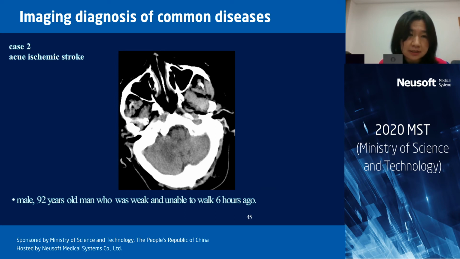Another case is acute ischemic stroke. A 92-year-old man who was weak and unable to work 6 hours ago. Brain CT was scanned. Patchy low density of the lesion in the right cerebellar hemisphere.